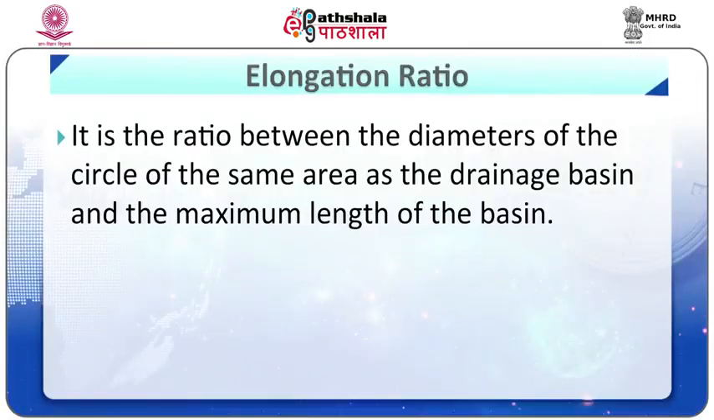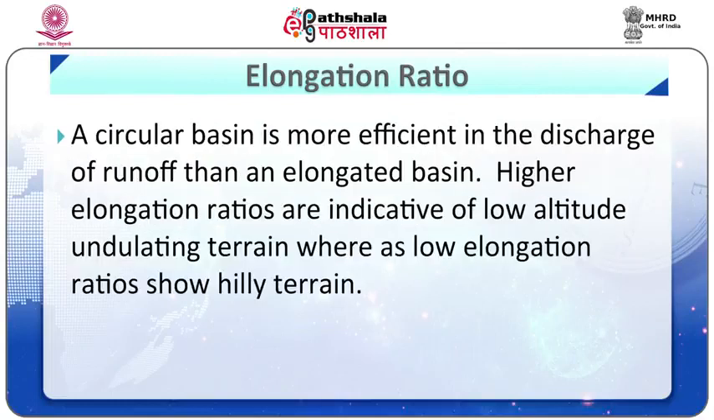Elongation ratio. It is the ratio between the diameter of the circle of the same area as the drainage basin and the maximum length of the basin. A circular basin is more efficient in the discharge of runoff than an elongated basin. A higher elongation ratio is indicative of low altitude undulating terrain, whereas a low elongation ratio shows hilly terrain.